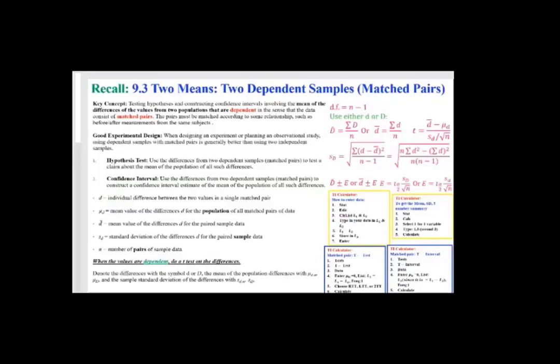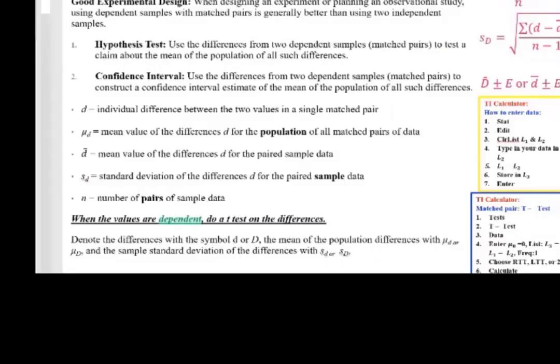The last case for the means would be when we are dealing with two dependent samples. In essence, it becomes one. And the most important thing to remember is this very last sentence. When the values are dependent, do a t-test on the difference, which means you treat the difference as one sample and you do the t-distribution on that. You just look at the differences and you go to previous chapter and you follow that. That's how easy it is.